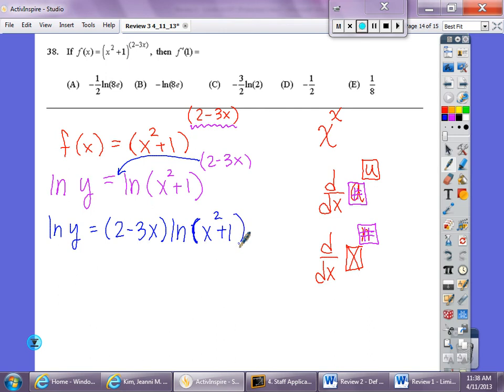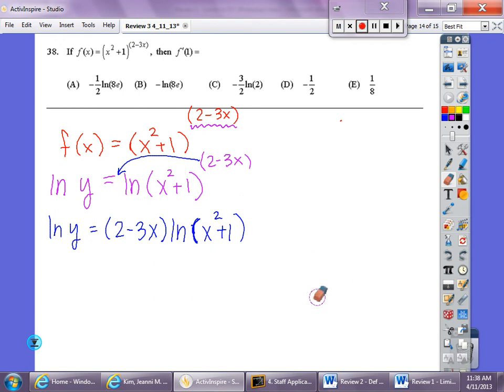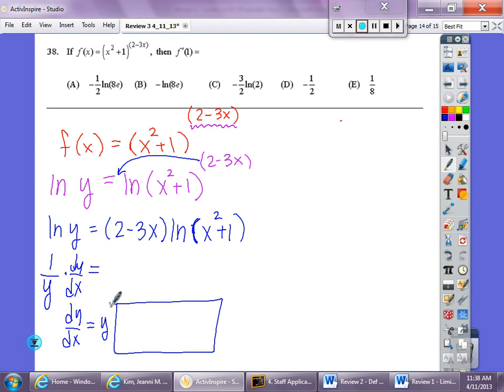And there's two methods to do this. Method 1 right now, you can do implicit. Meaning, leave it as it is. On the left side, the derivative would be 1 over y times dy dx. And on the right side, I would do a product with a chain. I'm not going to do that because it's going to take way too much space. But once I do that, I would do dy dx is equal to y multiplied by product and chain. Does that make sense? Which is kind of ugly.